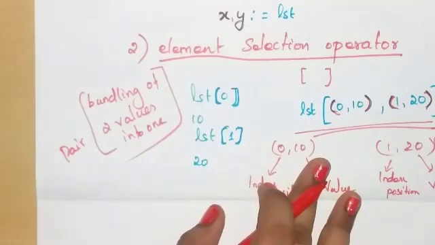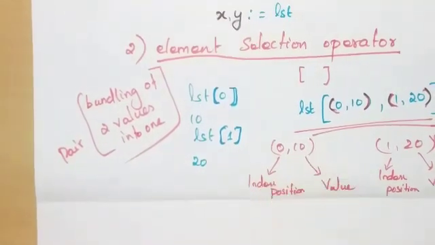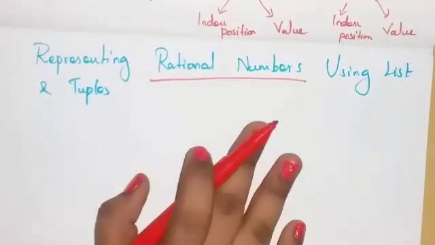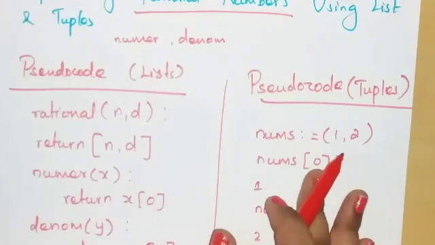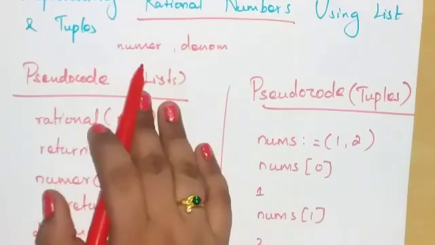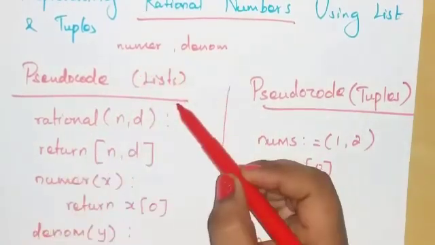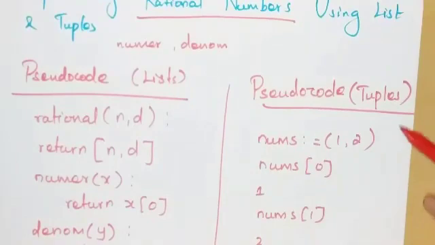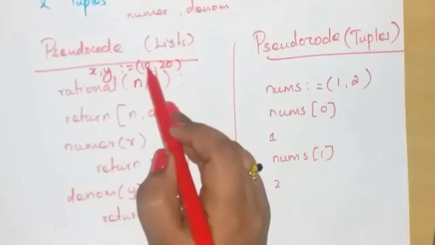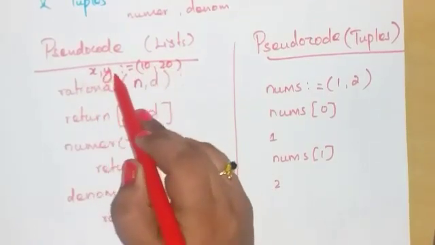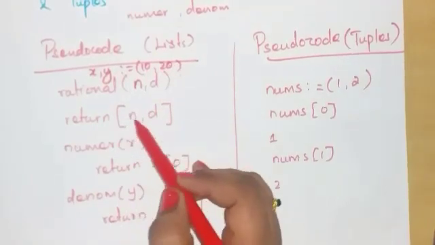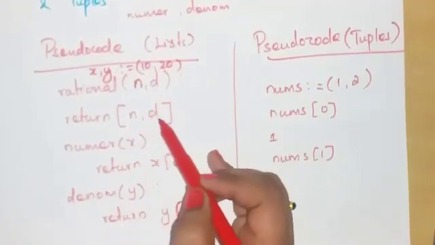Okay, so let us write the pseudocode for list and tuples. Now let us write the pseudocode for rational numbers. We already discussed rational numbers in the previous video. Rational numbers have two parts. What are they? Numerator and denominator. This is the pseudocode for the list and this is the pseudocode for the tuples. So let us take two values 10 and 20 for x and y variables. Here 10 is a numerator and 20 is a denominator. So it returns the numerator and denominator value in result.